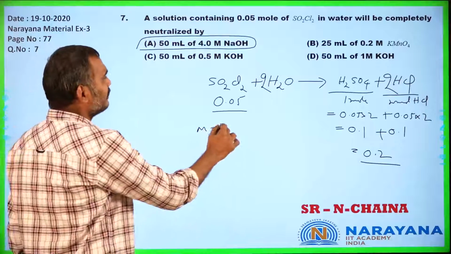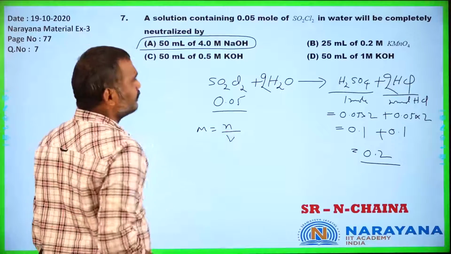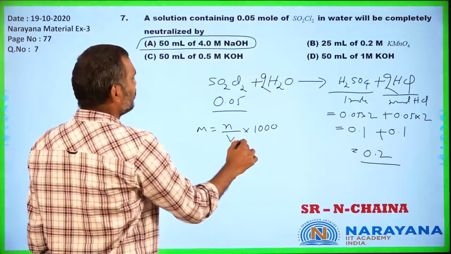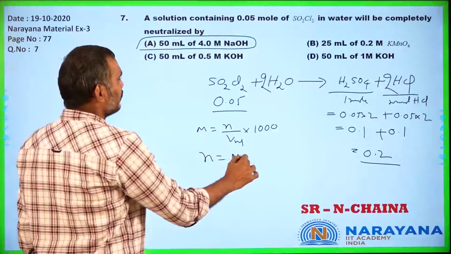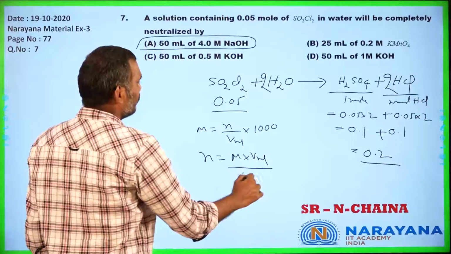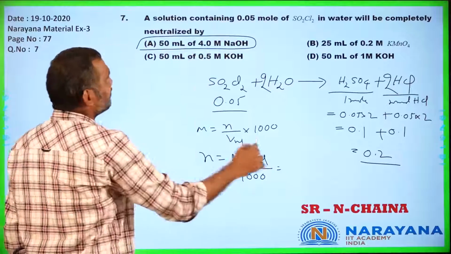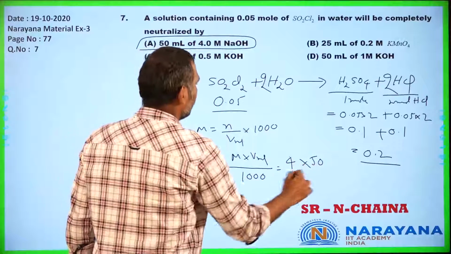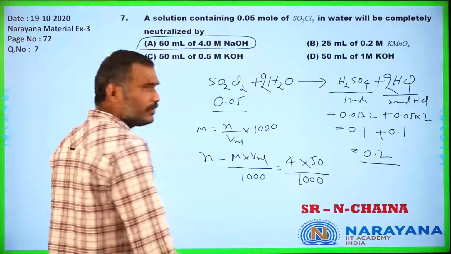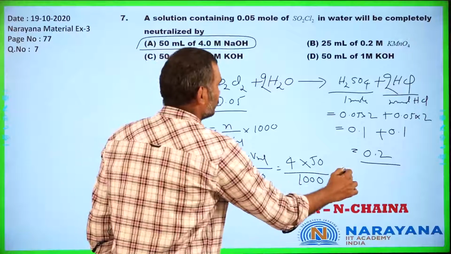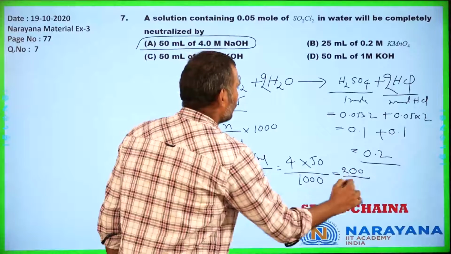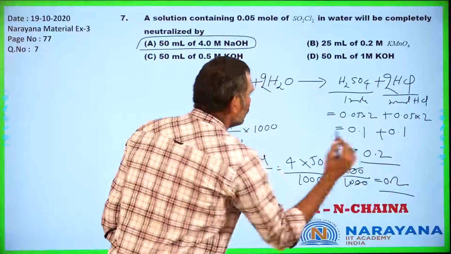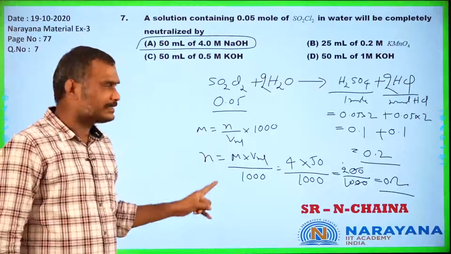Molarity is equal to number of moles by volume. If the volume is given in milliliters, molarity is number of moles by volume into 1000. Then number of moles is equal to M into volume in milliliters by 1000. Molarity is given as 4, volume is given as 50 by 1000. 5 4s are 20, so 200 by 1000, that is 2 by 10, that is 0.2. So the number of moles of sodium hydroxide is 0.2.